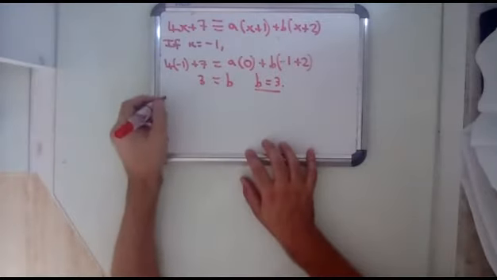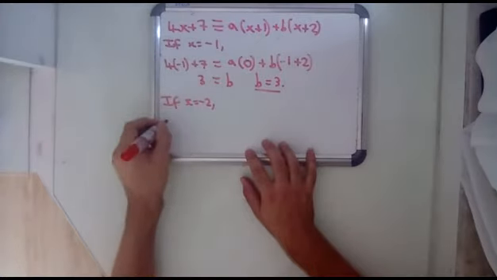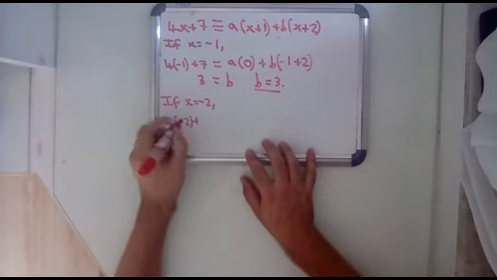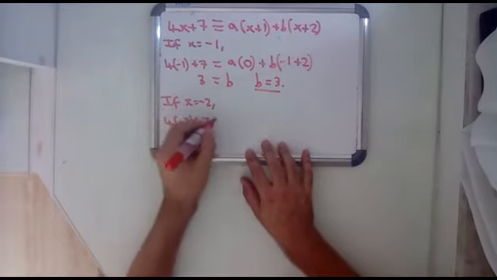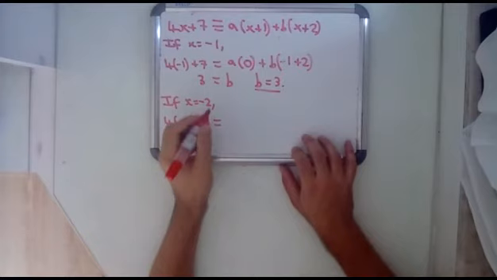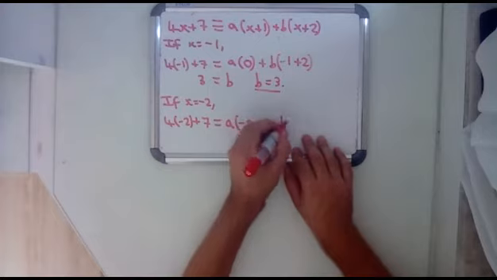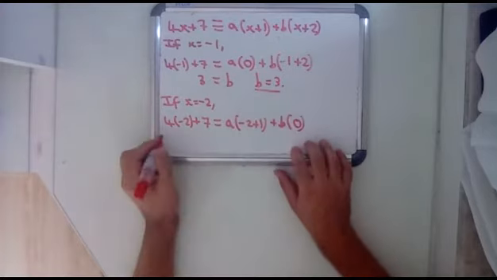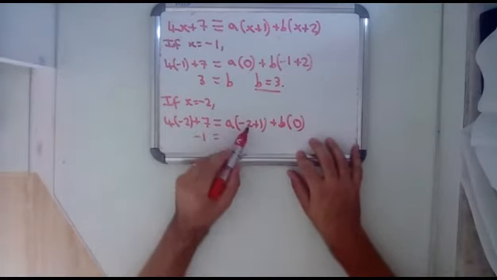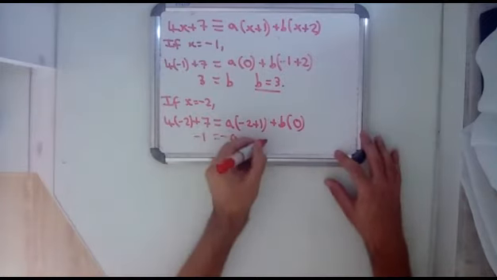Okay, we can also now try minus 2. If x equals minus 2, so 4 times minus 2 plus 7 equals A times (minus 2 plus 1) plus B times (minus 2 plus 2), which is 0. So minus 8 plus 7 is minus 1, equals (minus 2 plus 1) is minus 1, so minus 1A. So if minus 1 equals minus 1A, well, A must equal 1.